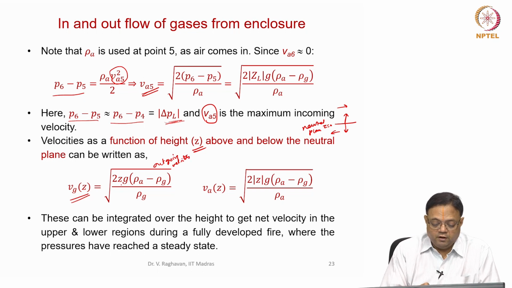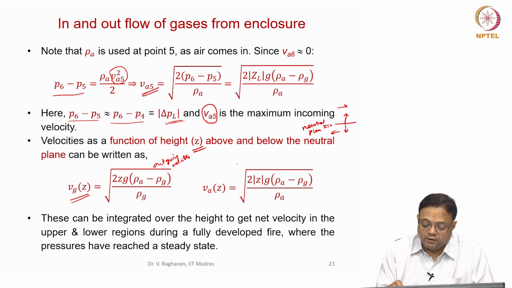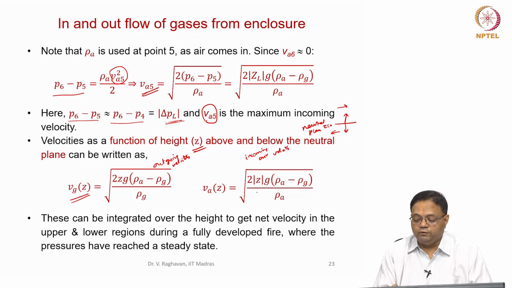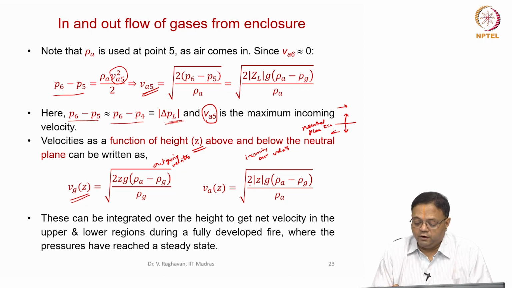So now you can see, you put Z equal to 0, obviously Vg will be 0. When you increase Z, then Vg increases. Similarly here, Va is the incoming air velocity. So again at Z equal to 0, it will be 0 at the neutral plane, then it increases when you come down, okay. So here also you can see that Va at any Z equal to under root 2 Z.